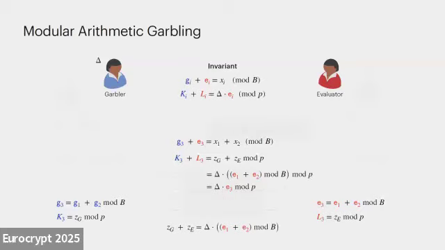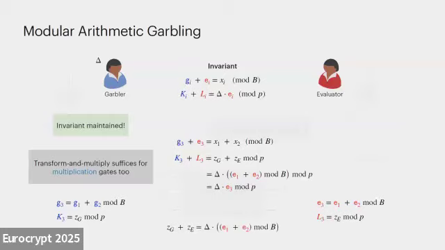Now we are actually computing over two different moduli. E1 plus E2 mod B is nothing but E3, so we get delta times E3 mod B, and we've now satisfied both invariants. It requires a little bit more effort, but it's not too hard to show that the transform and multiply gadget is enough for evaluating multiplication gates too.